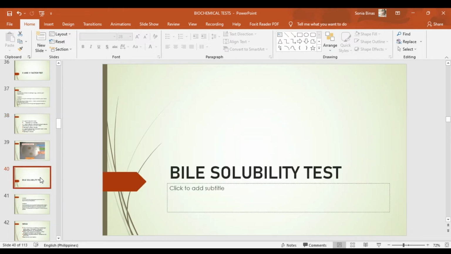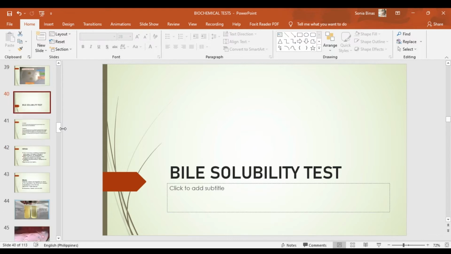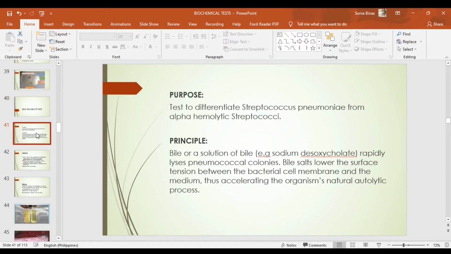So next is our bile solubility test. The bile solubility test is used to differentiate Strep pneumo from alpha hemolytic strep. Kanina, meron tayong Optochin test for our Strep pneumo. Aside from that, we also have our bile solubility test. The principle of this is that bile, or a solution of bile, rapidly lyses pneumococcal colonies. Bile salts lower the surface tension between the bacterial cell membrane and the medium, thus accelerating the organism's natural autolytic process.